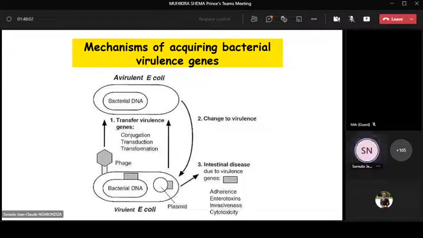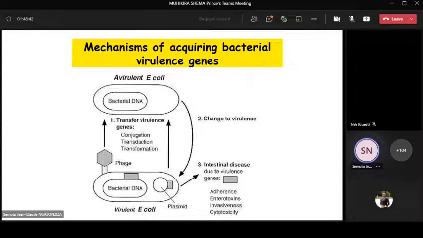However, in most cases, they don't have these virulence factors. They don't have this toxin-producing ability or invasiveness. They don't have these genes. And when you have a strain that has this ability, it will immediately cause disease. We see that E. coli is pathogenic and can cause a really serious disease.